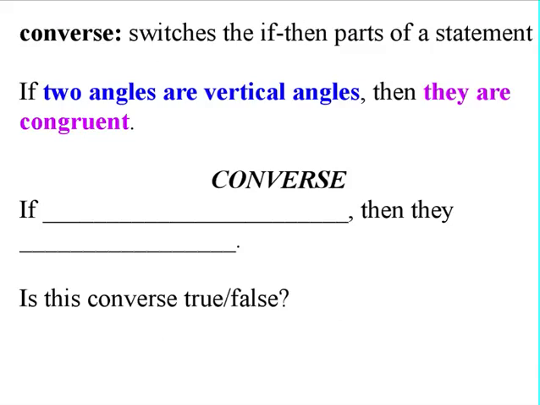So the final thing we're going to talk about today is the converse. The converse of any statement switches the if-then part. So I've got an example of a statement: if two angles are vertical angles, then they are congruent. We're going to write the converse from that, and then we're going to make a conclusion based on that. Is the converse true, or is it false?